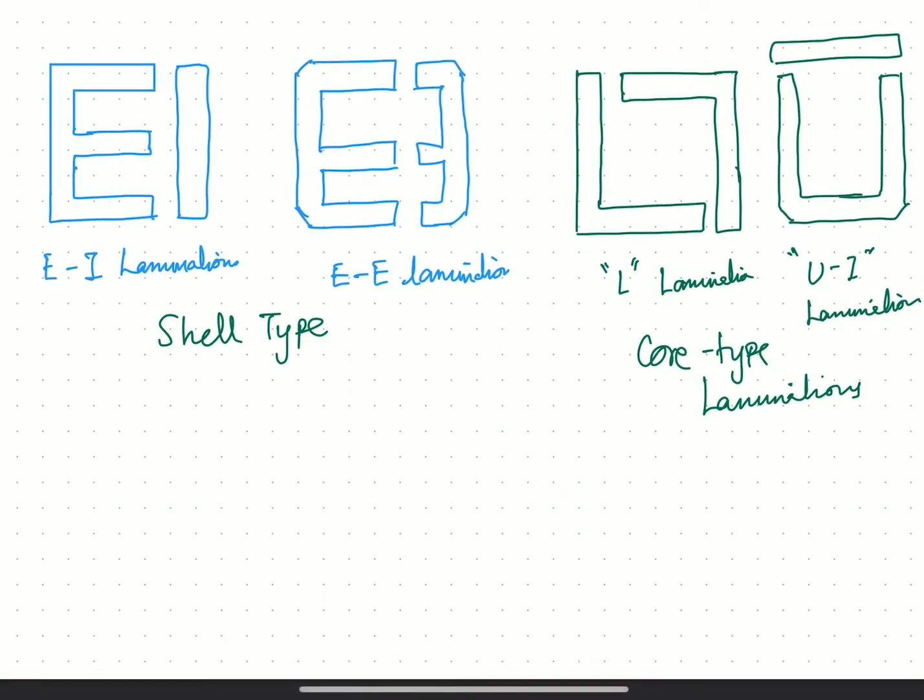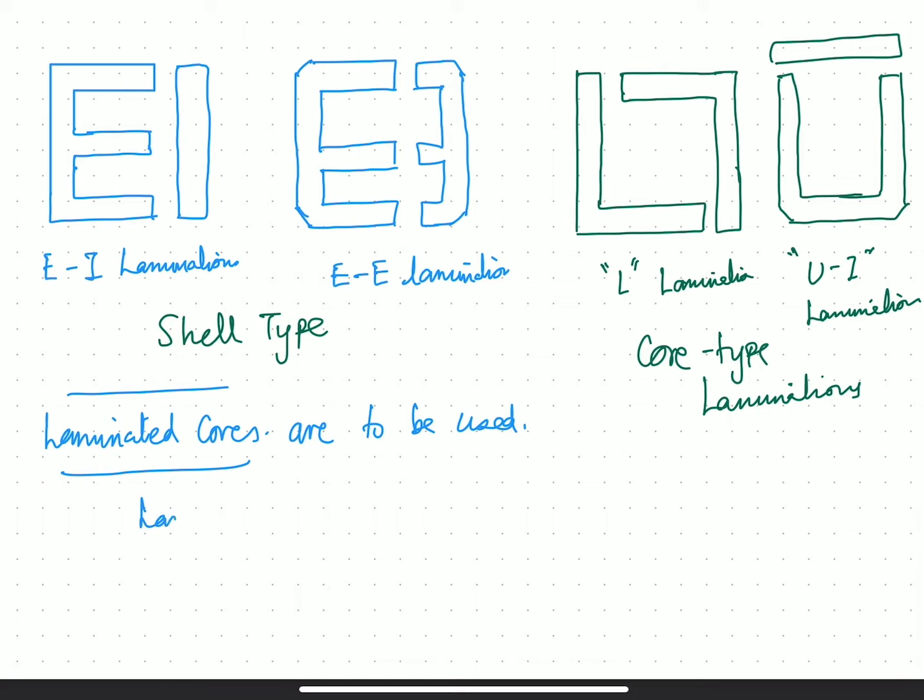So as I mentioned earlier, laminated cores have to be used. So we have laminations of different sizes, right?